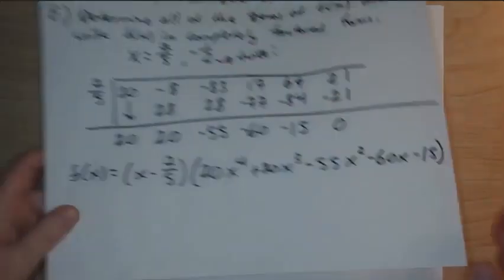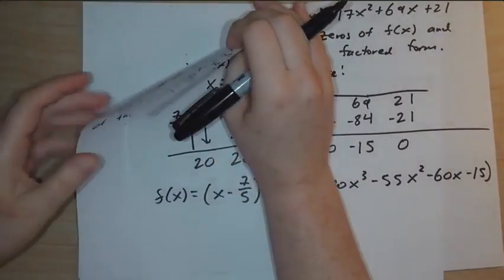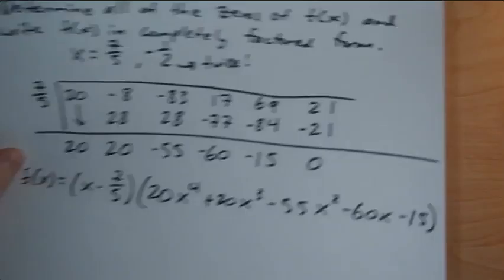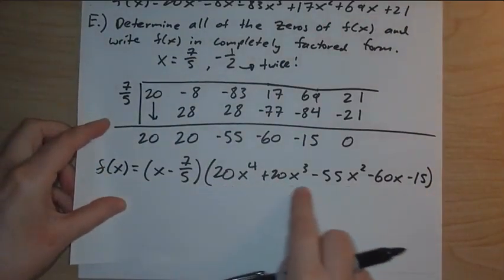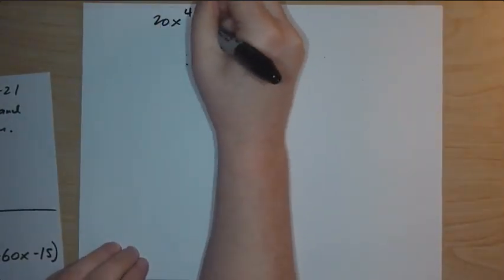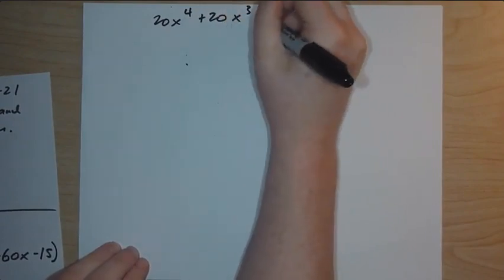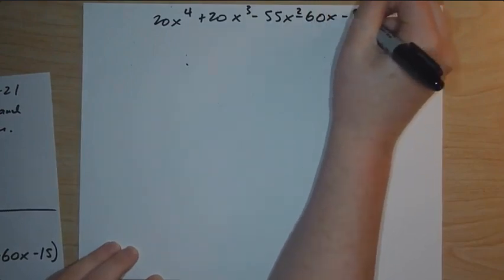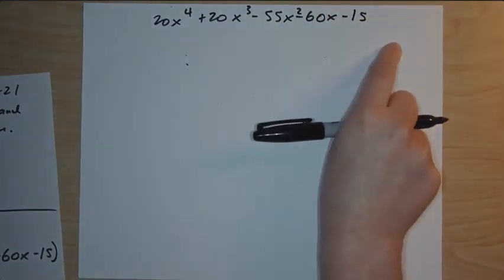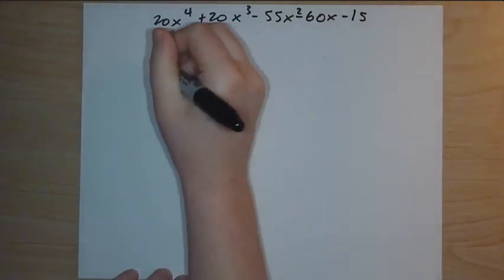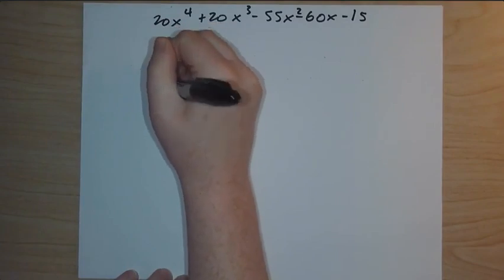So I need an empty piece of paper. So we have this polynomial up here. I'm going to write it up here. We have 20x to the 4th plus 20x cubed minus 55x squared minus 60x minus 15. This is not f of x, it's just part of f of x. So we're going to divide this by negative 1/2.